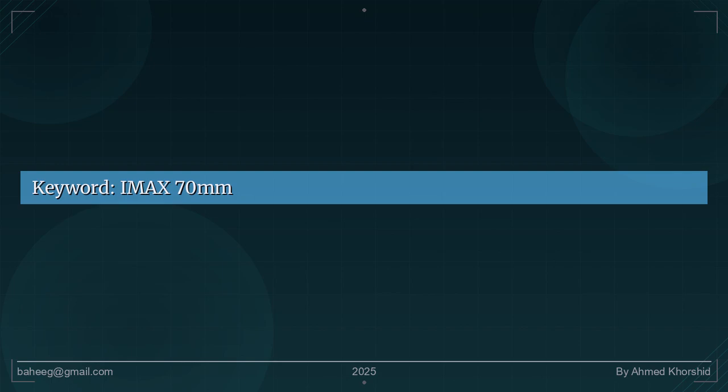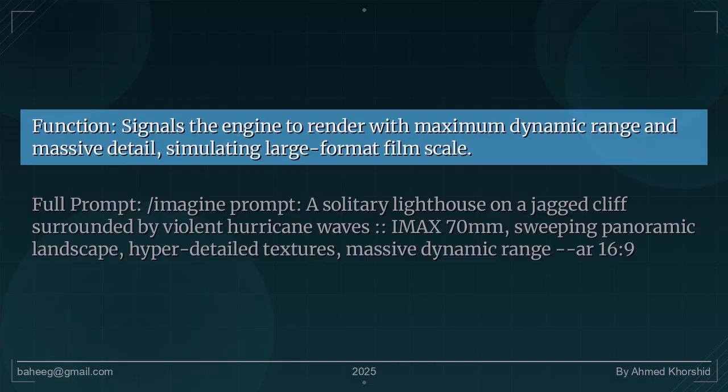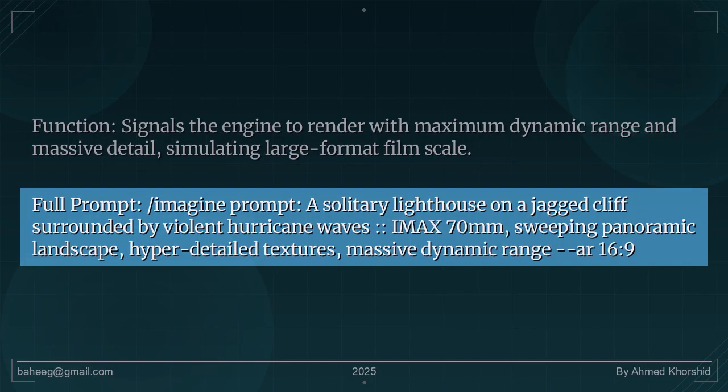Keyword: IMAX 70mm. Function: signals the engine to render with maximum dynamic range and massive detail, simulating large-format film scale. Full prompt: imagine prompt, a solitary lighthouse on a jagged cliff surrounded by violent hurricane waves, IMAX 70mm, sweeping panoramic landscape, hyper-detailed textures, massive dynamic range, --ar 16:9.